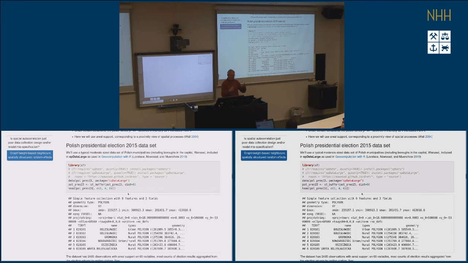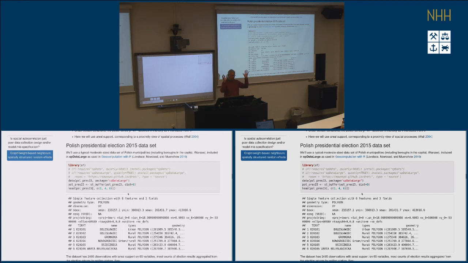The boundary data are for Polish local authorities and the urban districts within Warsaw. But they're aggregated from the raw data CSV file for all of the counting stations, so that in each municipality, and in municipalities with small population, there may be 7, 8, 9 polling stations. In cities, there will be hundreds of polling stations. So it's a big file.